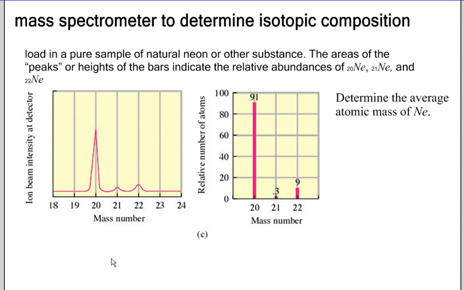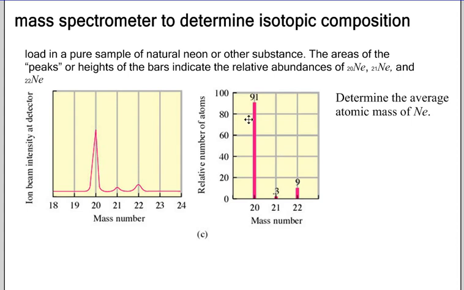Data from the mass spectrometer typically comes out as these peaks, where the area under the spike, or area under the peak, relates to the relative number of atoms of that particular isotope. So the mass of the isotope is given below. The area under the peak can be used to determine the relative number of atoms, and in a percentage form. 91% of the time, this sample of neon was neon 20. 0.3% of the time it was neon 21, and 9% of the time it was neon 22.